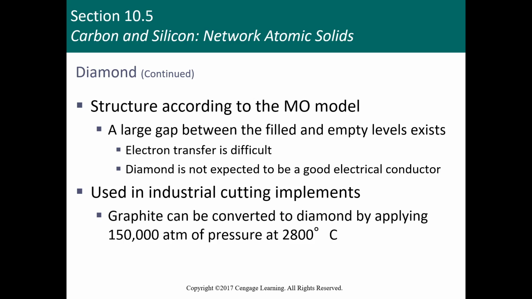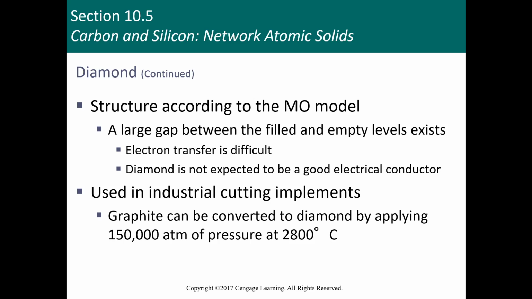Okay, so diamond is not a particularly good electrical conductor because of these large energy gaps between the filled and unfilled molecular orbitals. To transfer electrons, to move electrons, electrons must occupy, be moved into those unfilled orbitals. Essentially, you skip from one orbital to another when you move electricity along a substance. All right, now you can use diamond.